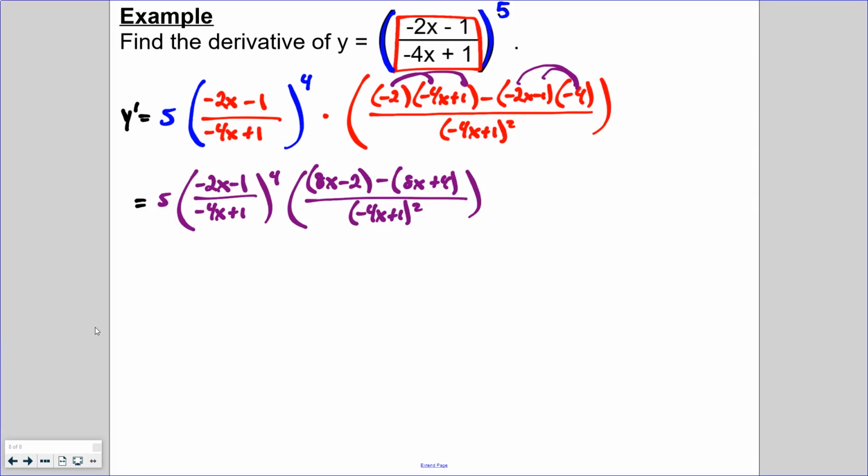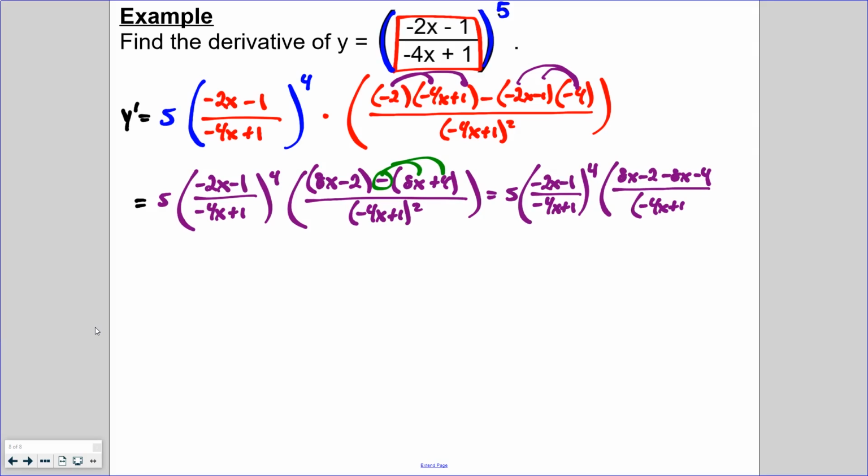All right, now we can take this negative and distribute it in. So that's going to give us 5 times the quantity of negative 2x minus 1 over negative 4x plus 1 raised to the 4th times 8x minus 2 minus 8x minus 4 all over the quantity negative 4x plus 1 squared. All right, now if you have to get another piece of paper, please feel free to go get it because this is a lot of work, and I assume you've run out of paper by now.